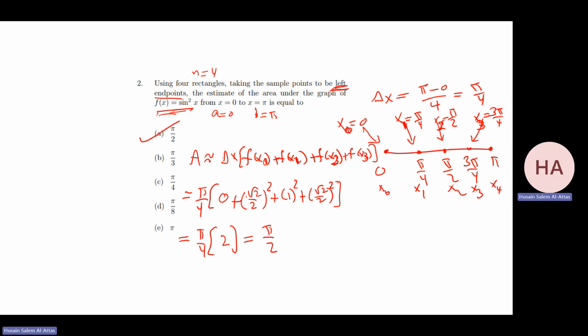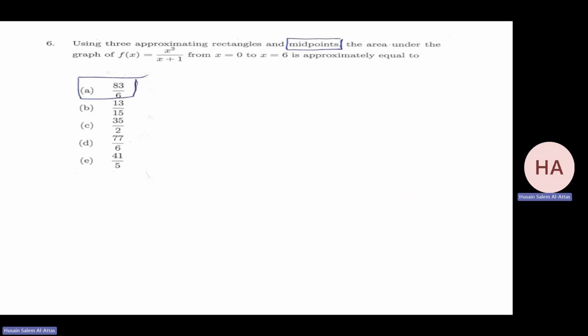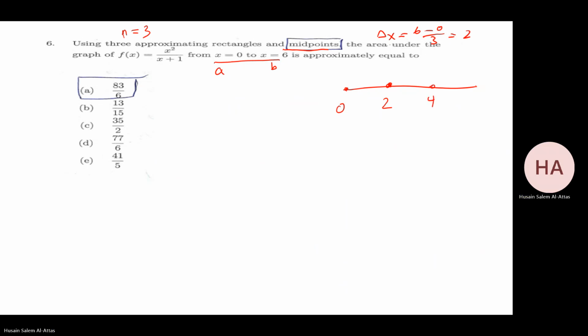A matter of calculation. Using 3 approximating rectangles and midpoint for this one, it has fractions. What will be delta x first? I have n equals 3. This is a, this is b. So my delta x will be 6 minus 0 over 3, which is 2. So 0 to 2, I add 2, I add 2, that will be the last one. I have 3 rectangles.